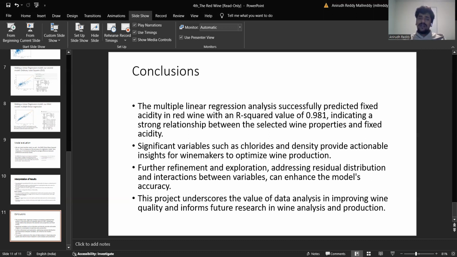The significant variables such as chloride and density provide actionable insights for winemakers to optimize the wine production. With further refinement and exploration of distributions and the interaction between the variables, we can enhance the model's accuracy in this project. This project underscores the value of data analysis in improving wine quality and informs future research in wine analysis and production. So this is all about this project.